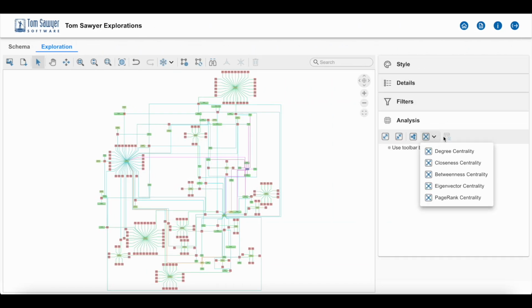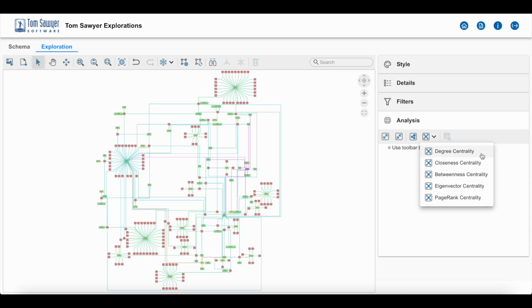Explorations also includes several types of centrality analysis. Degree centrality shows which nodes have the most direct connections. Closeness centrality shows which nodes are closest to more parts of the network. Betweenness centrality is based on shortest paths and shows which nodes are on the superhighway of information. Eigenvector centrality shows who knows the most important people, or in other words, who does this person know? And PageRank centrality shows who is known by the most important people, or in other words, who knows this person.